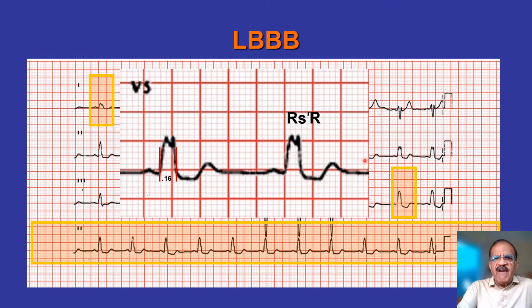You see, this is V5, this is V5, and you would agree with me, this is RSR pattern. If you have to write it down, it would be R capital, S lowercase, R uppercase, S lowercase, and then R prime again uppercase, because these two are big ones. So that would be RSR pattern. This is actually again left bundle branch block. Let's do one more revision, and then we'll conclude this module.